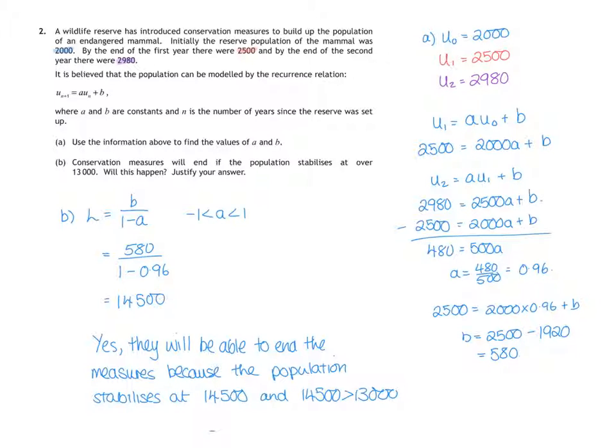But first, let's look over the marks. So you get a mark for setting up your first equation. You get a mark for setting up your second equation. You get a mark for solving for one variable, so getting that A is 0.96. And you get a mark for getting your second variable, so that B is 580. And then for part B, you get a mark for knowing that you're doing a limit calculation, 1 for finding the limit, and then 1 for your conclusion.